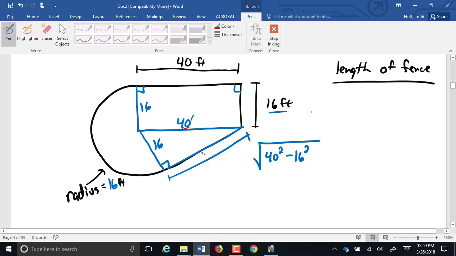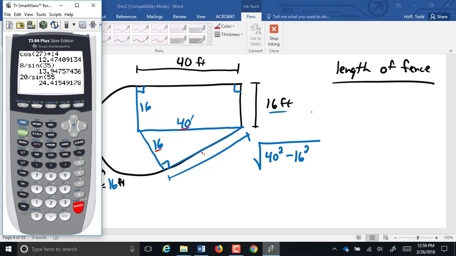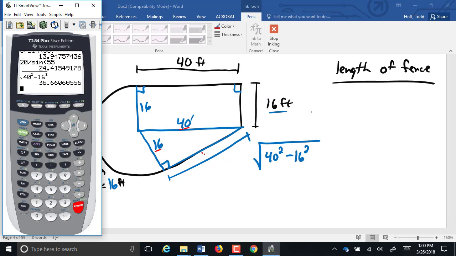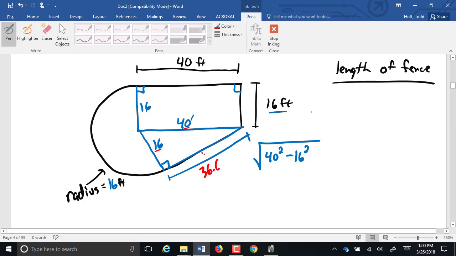Yeah, we're finding a leg. We have the hypotenuse and we're going backwards to find a leg. So the square root of 40 squared minus 16 squared, 36.66 feet. Well, now what?